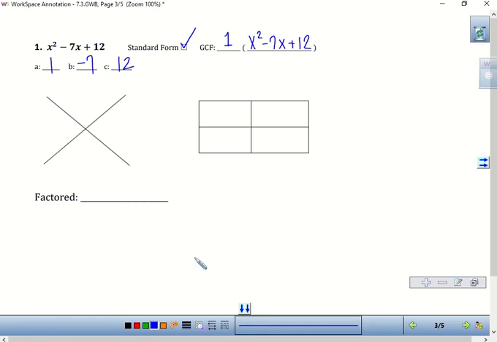Okay? So, following the rule, the top of your X is the product, so multiply together A and C. What's 1 times 12? 12. Good, so that's what goes up here. Down here is your B value, which is negative 7. So that's what goes in the box so far. Now moving on, we are looking for factors of 12 that add up to negative 7.